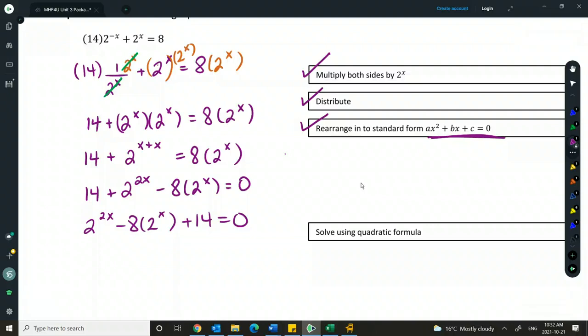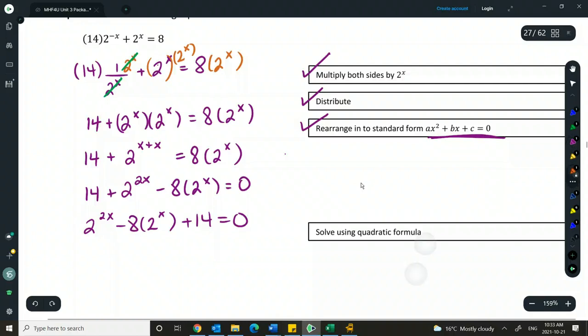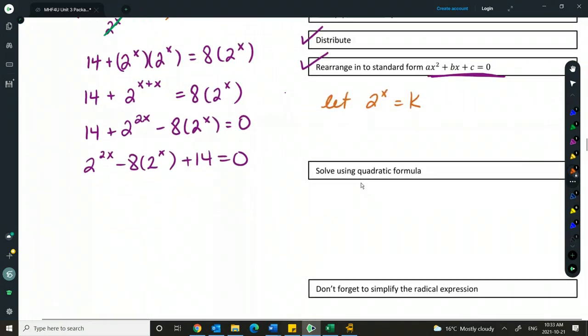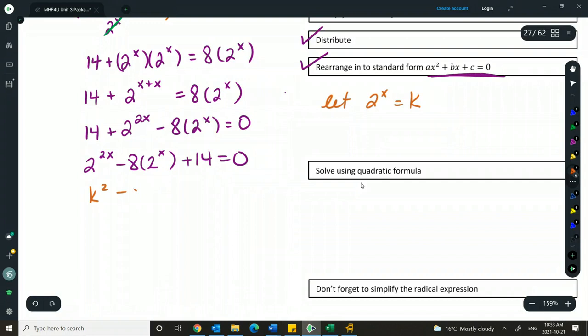Now we can do what we did last time, which is we'll use a let statement. So in this case, I will let the common base, which is 2 to the x, equal our variable k. And I'm just going to plug that in. So this will be k squared minus 8k plus 14.